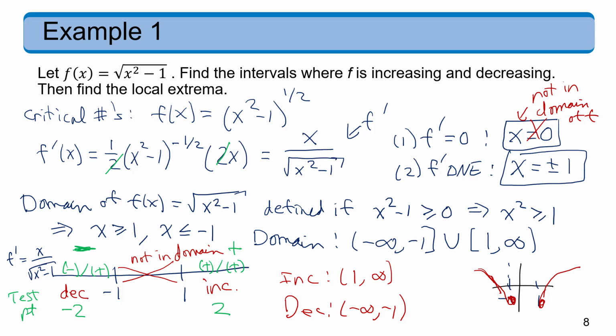So there's no local max or min here, right? Because the two pieces aren't connected, right? If this switch had happened right here, decreasing to increasing, we would have a local min at negative 1. But because of the jump, we don't have any local extrema.